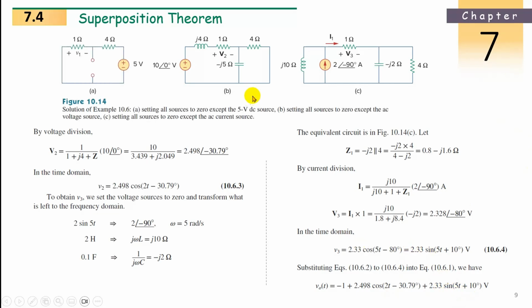So like this, we got the first one with only the DC voltage source, the second one with the AC voltage source, and the third one with the AC current source. So V1 plus V2 plus V3, see, minus 1 is here, minus 1. So this is our superposition theorem. So that was the last topic. I have to finish that one also.